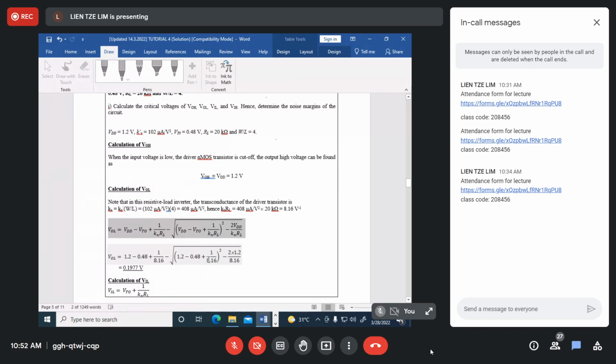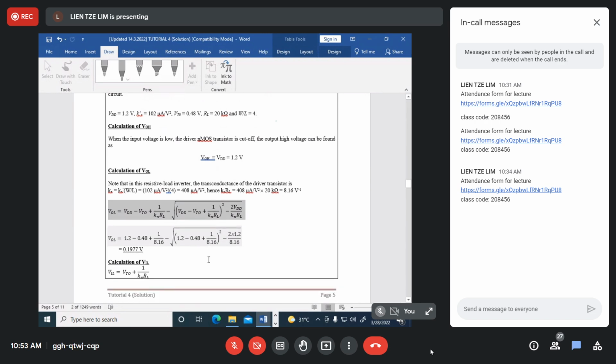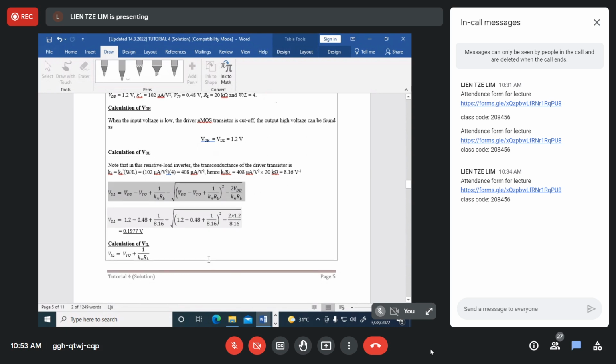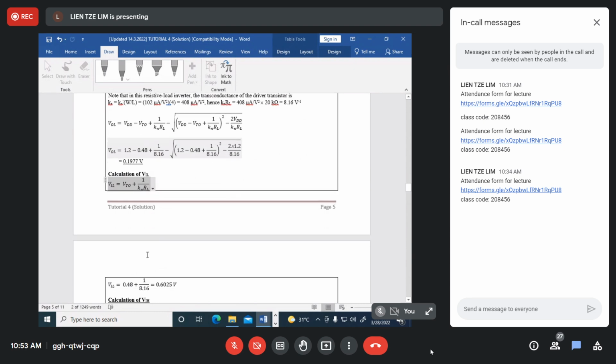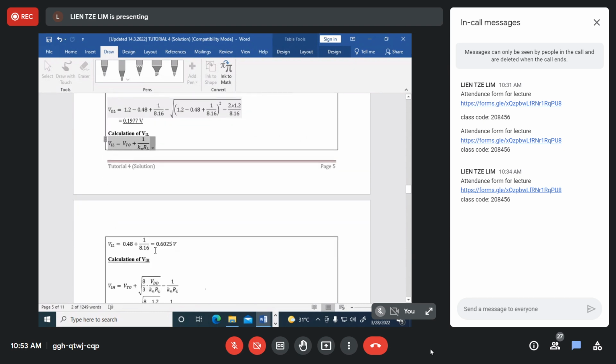Now it goes to the calculation of VIL. VIL is input low. The formula is different. The formula is equal to the threshold voltage plus 1 over Kn multiplied by RL. So this formula, you can straight away use it to calculate the answer and get 0.6025 volt.